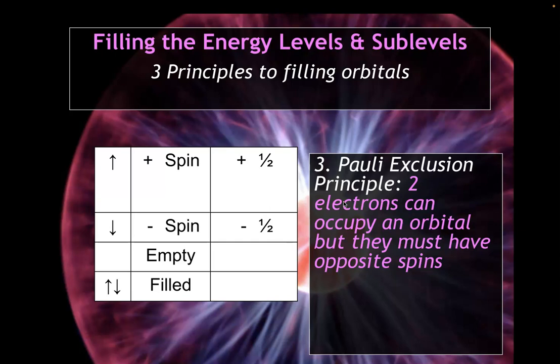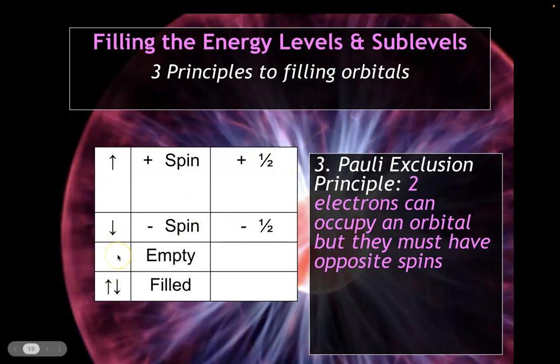Then we saw that we spread them out as much as we can in Hund's rule. And now we have the Pauli exclusion principle that tells us they can be in the same orbital, but they have to have an upspin or a downspin. And we label that as +1/2 or -1/2. So that's why we draw electrons as arrows. The positive means it's +1/2. The negative means it's -1/2.